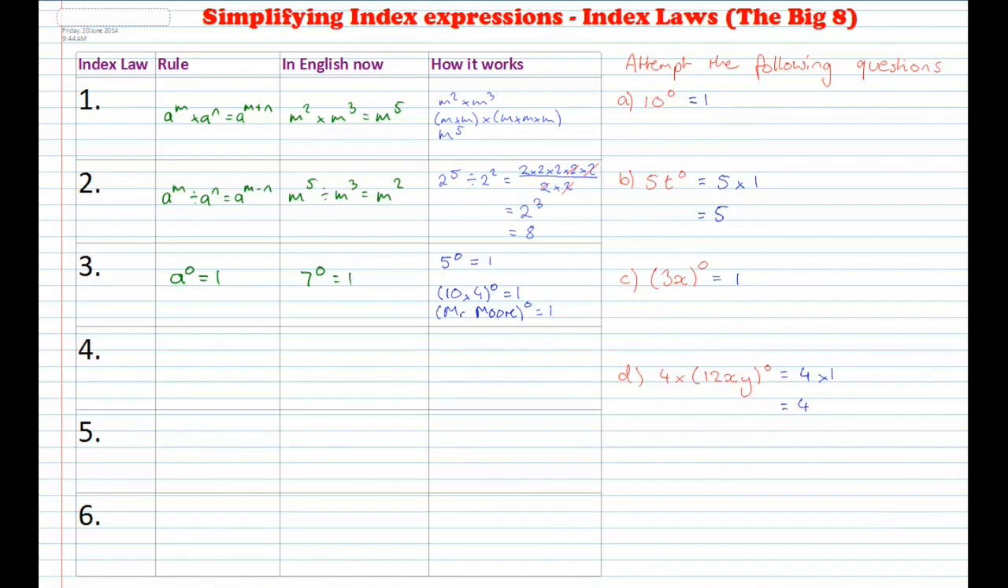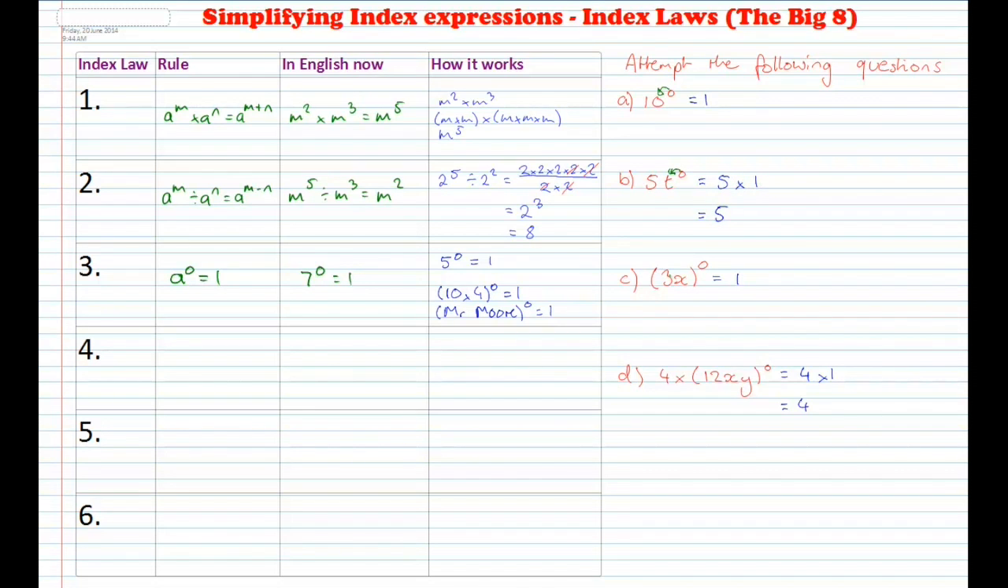Alright, so welcome back. As you can see here, I've got 10 to the power of 0, so the 0 goes to the 10, so 10 to the power of 0 is equal to 1, because anything to the power of 0 is 1. Now for this example, my 0 only goes to the t, because it's only the t that's to the power of 0. So t to the power of 0 is 1, and I've got 5 times t to the power of 0, so I get 5 times 1, and that is equal to 5.